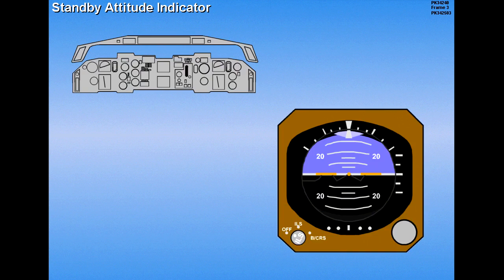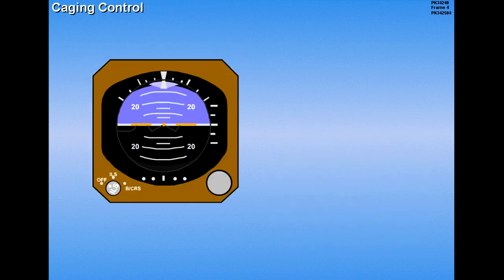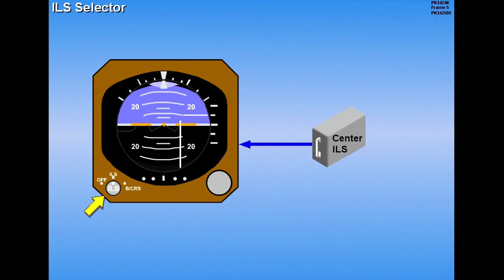The standby attitude indicator is installed on the center instrument panel. The caging control knob, when pulled, aligns the horizon line with the aircraft symbol. The ILS selector displays localizer and glide slope information from the center ILS. The back course position reverses localizer sensing for a back course approach.